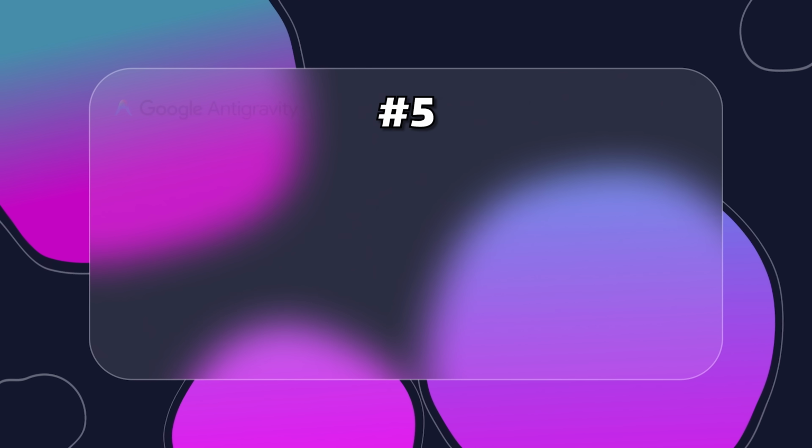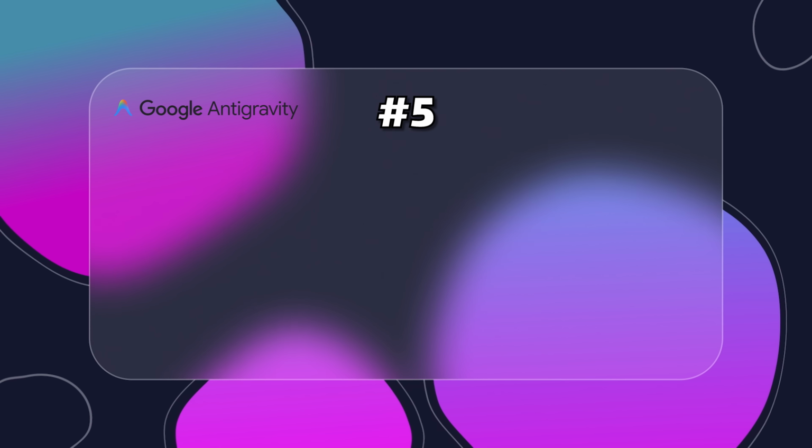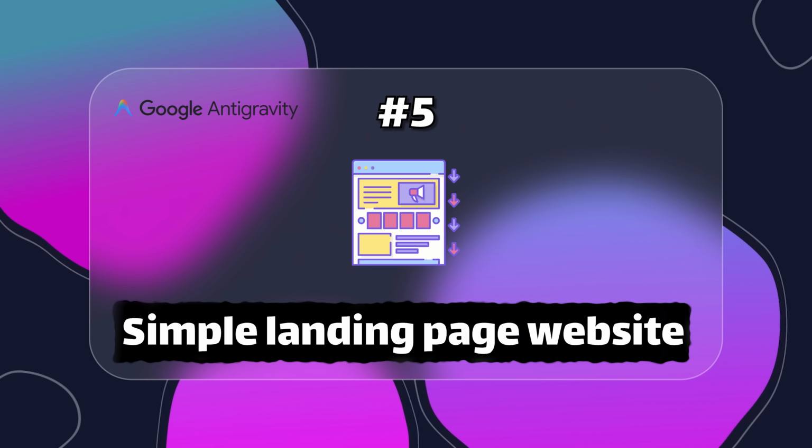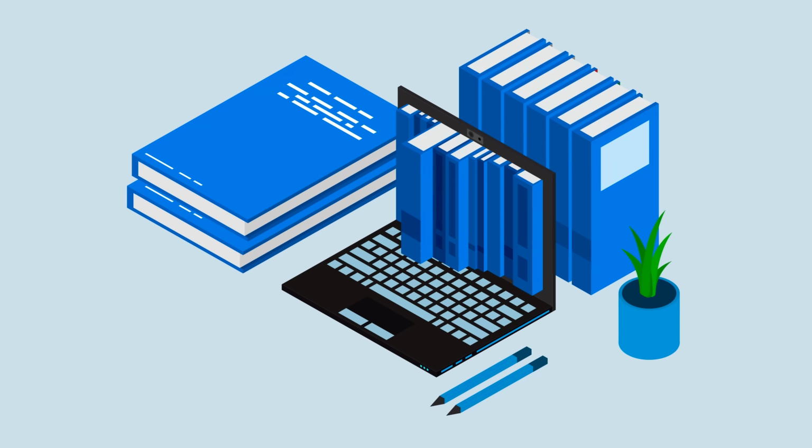But moving on to the fifth and final way that you can use Antigravity, which is to build a simple landing page website. So again, this is something that most people don't know that they can do with Antigravity, which is the fact that it can actually build a fully functional website. And I'm just going to build a website for an ebook. It's going to be a landing page for a free ebook that people can sign up to.